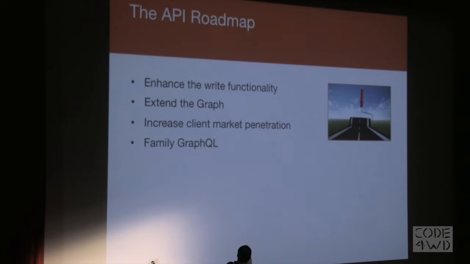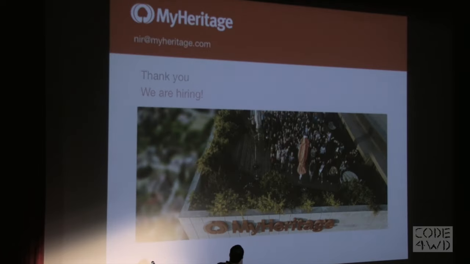And recently, we're starting to add what we call FamilyGraph QL, which is an extension of GraphQL on top of FamilyGraph. It's a way to interact with FamilyGraph in a more robust and more finely controlled manner, which allows clients to have better control of their requests and their responses.